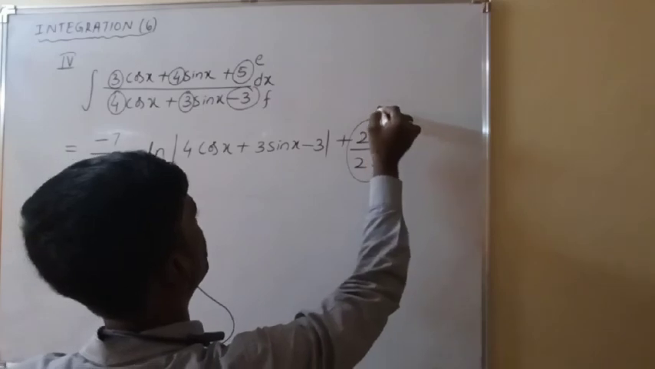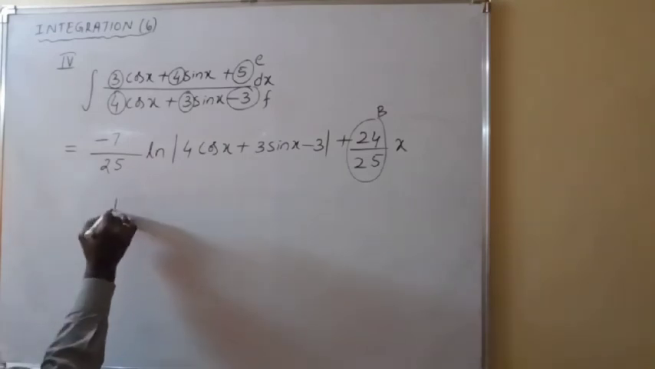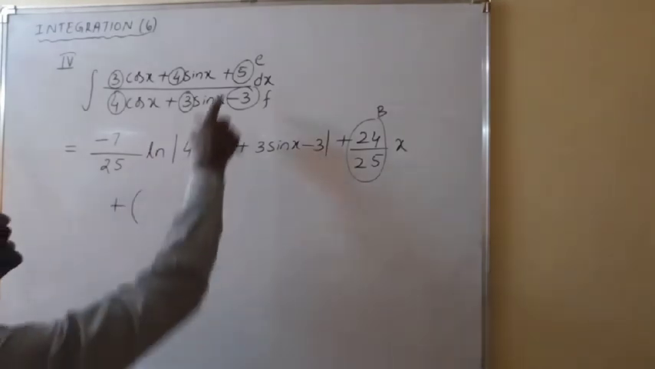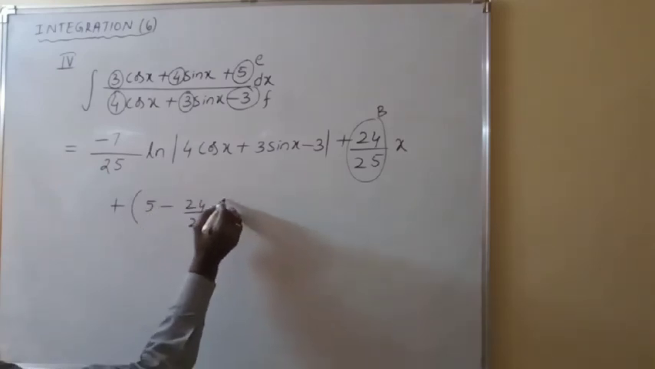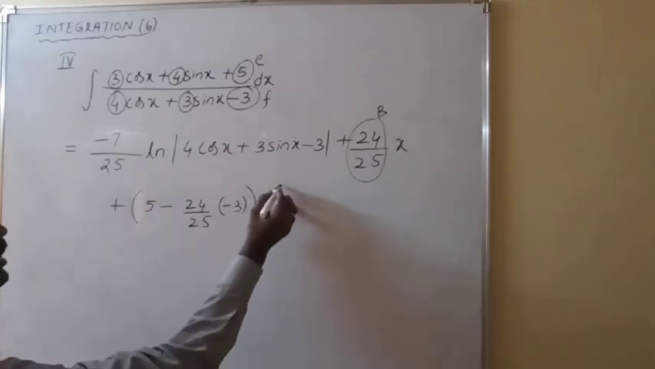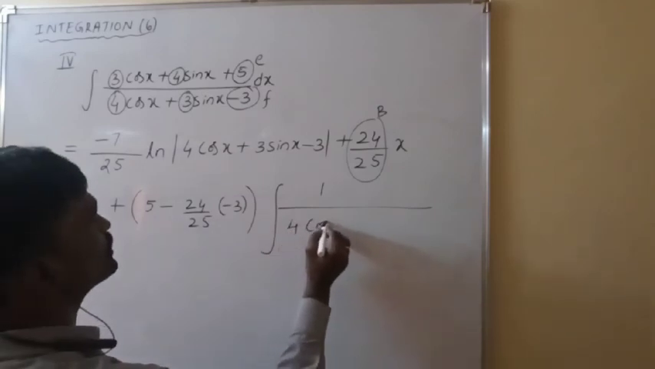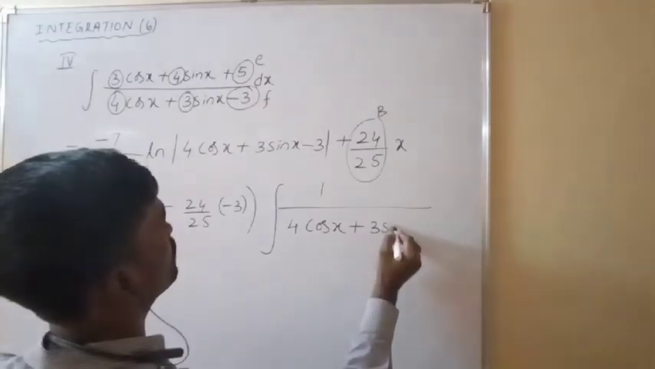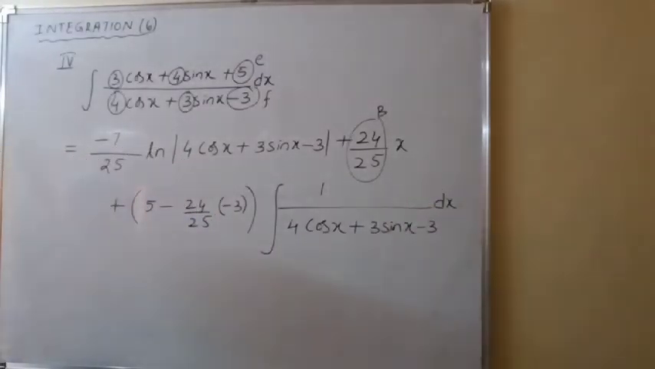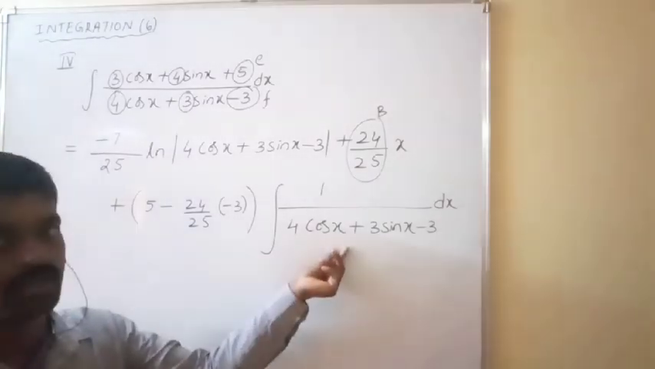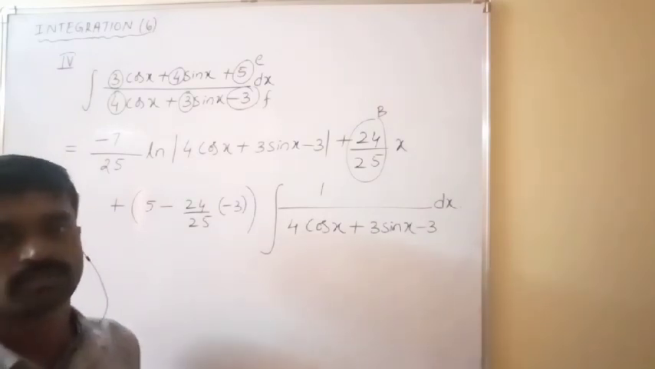Now this is our capital B, that is AC plus BD by c square plus d square. Next, plus E minus B into F. What is E? 5 minus B, 24 by 25, into F. F is minus 3, into the integral of 1 upon the denominator in the given problem. What is the denominator? 4 cos x plus 3 sin x minus 3 into dx. Over, that was the answer. And here you can evaluate this integral, which is a standard integral only. Put tan x by 2 is equal to t and you will get the answer.